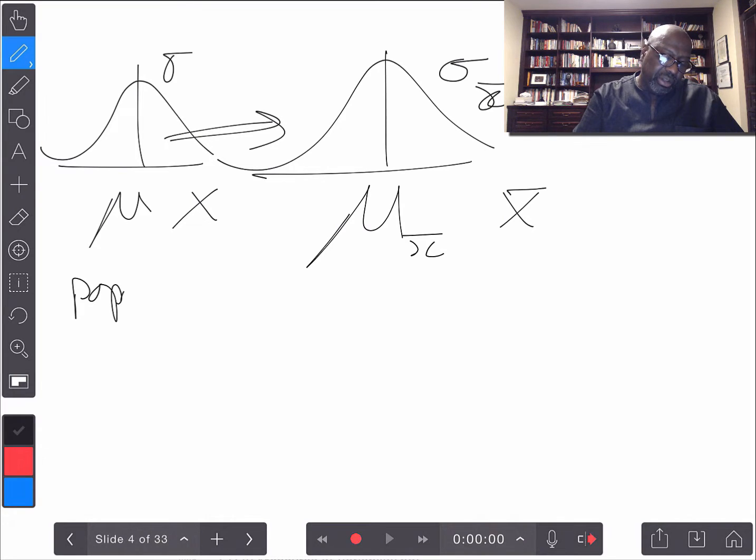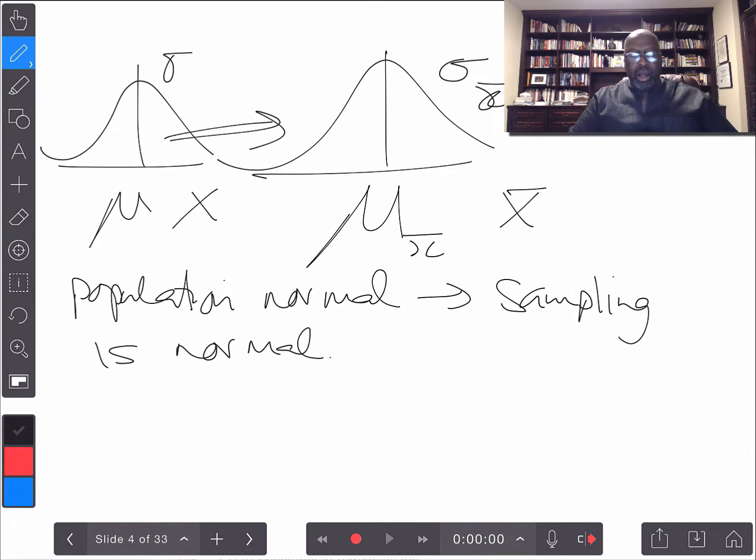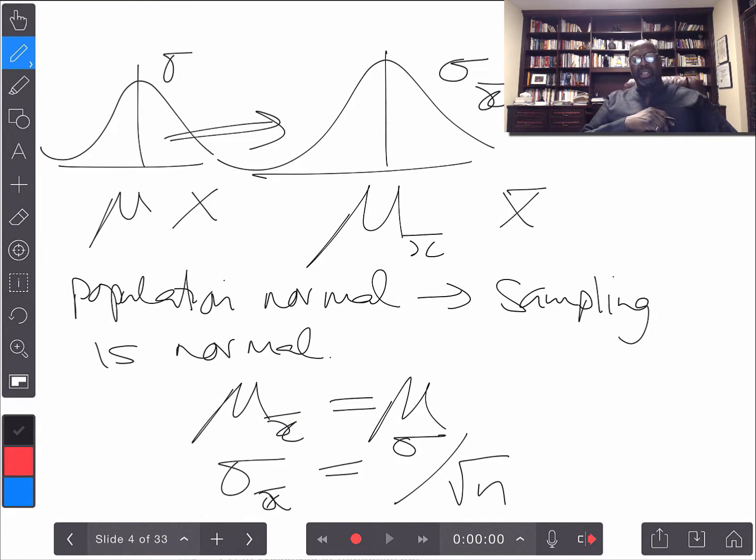So population normal, sampling distribution is normal, which basically then gives us that the mean of the sample means happens to be the same as the population mean, and the standard deviation of the sample means turns out to be the population standard deviation divided by the square root of the sample size.